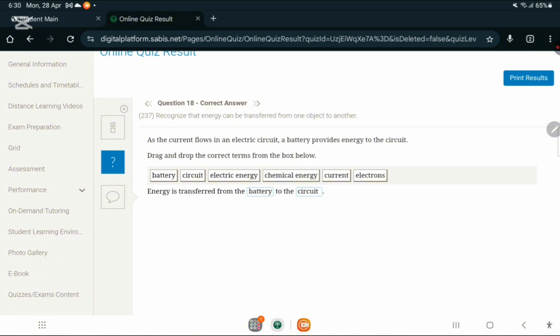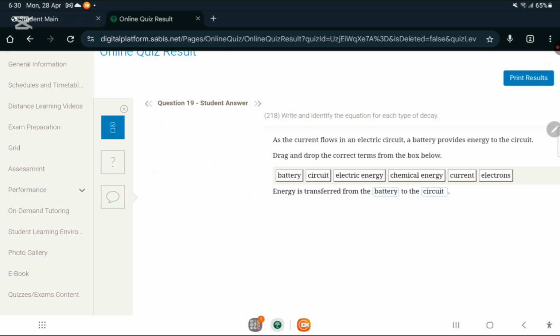Energy is transferred from the battery. As the current flows in an electric circuit, a battery provides energy to the circuit. So the battery is the source and the circuit is the sink, which is what's taking this energy. So the energy is transferred from the battery to the circuit. Alright?